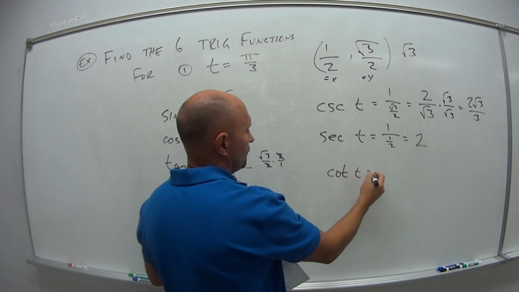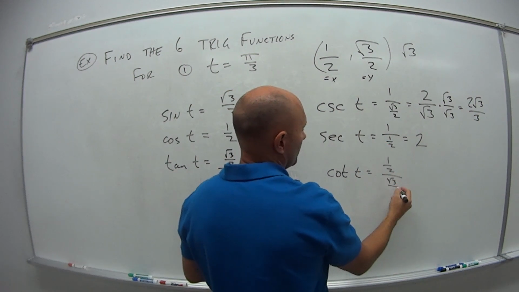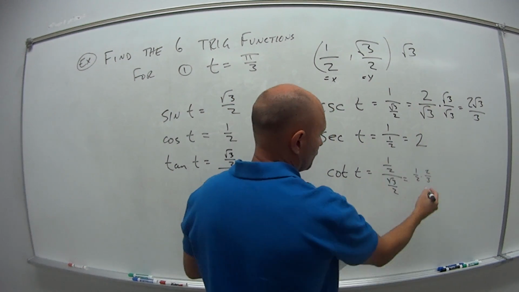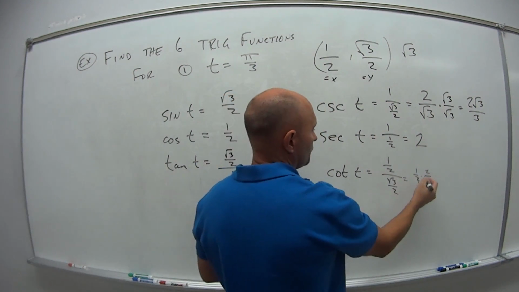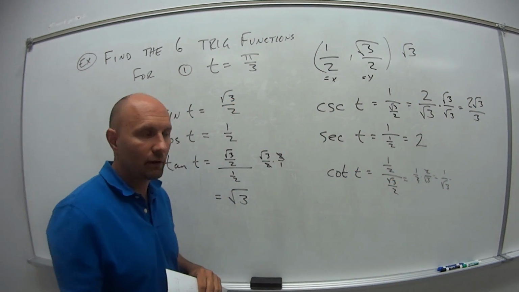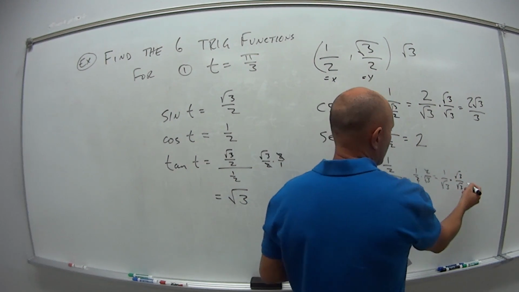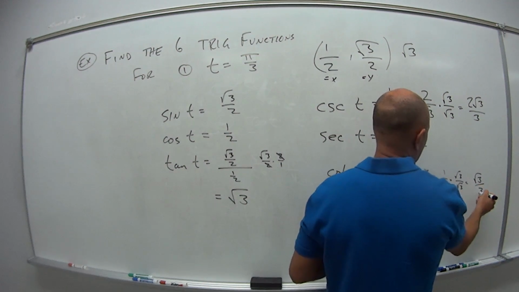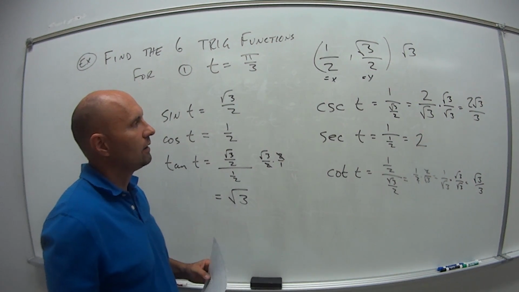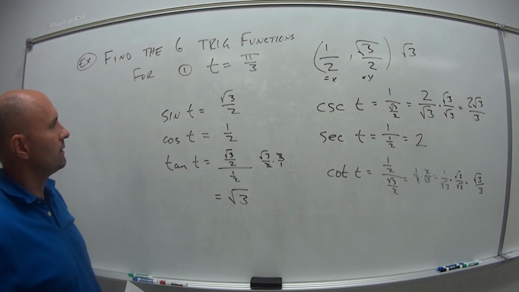And lastly, cotangent of t is x over y, so 1/2 over square root of 3 over 2, which is 1/2 times 2 over square root of 3. So the 2's cancel, I get 1 over square root of 3, and again, I don't want radicals in the denominator, so I multiply the top and bottom by square root of 3, and that just gives me square root of 3 over 3 as the value for cotangent. So those are my 6 values, the 6 trig functions for pi over 3.